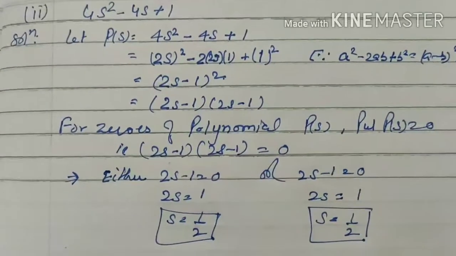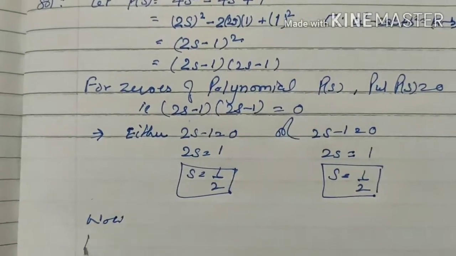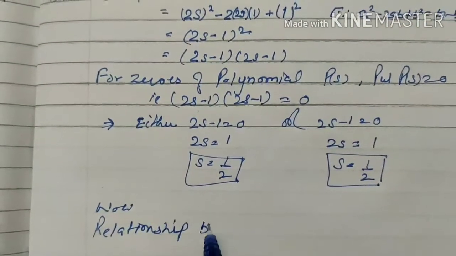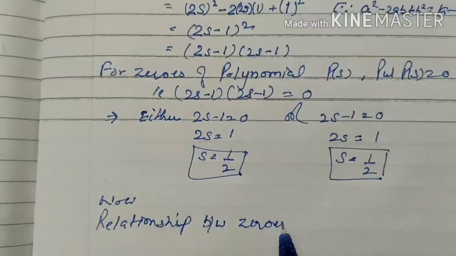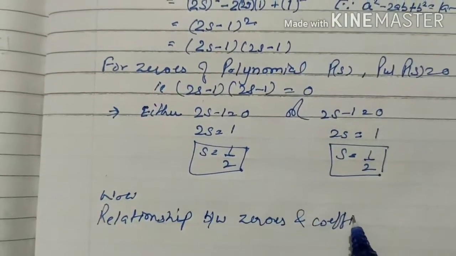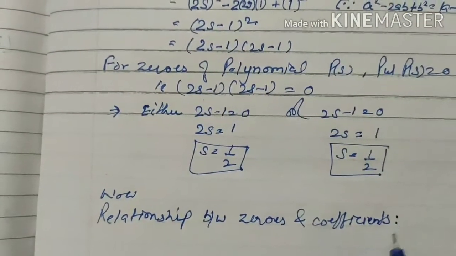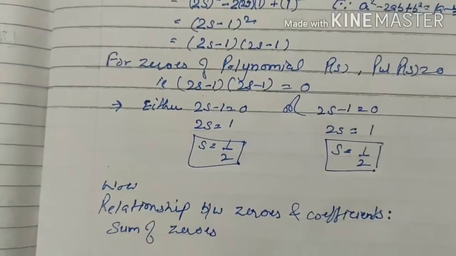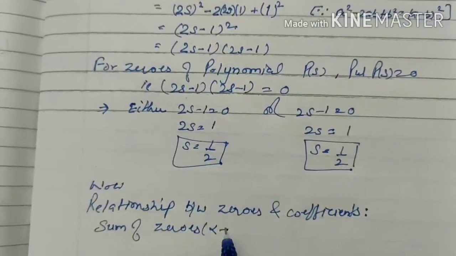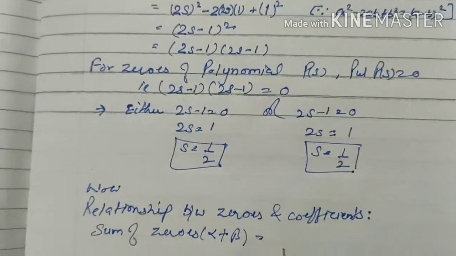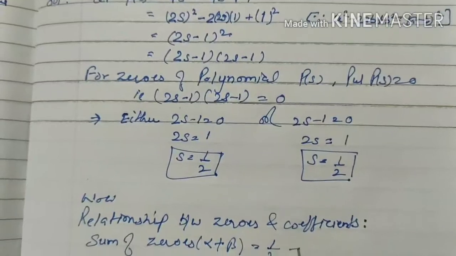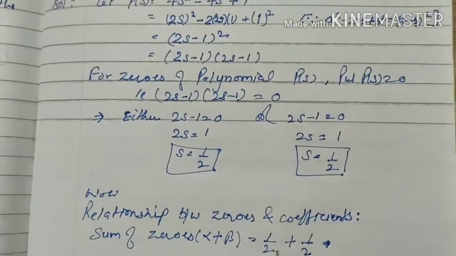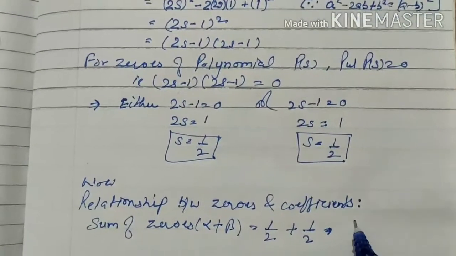So now the relationship between zeros and coefficients. First relation is the sum of zeros, that is alpha plus beta. Here both the zeros are the same, or equal. So sum of zeros will be 1 by 2 plus 1 by 2, which becomes 1, or we can say 2 by 2. So this will be 1.